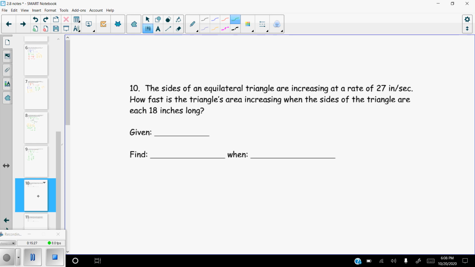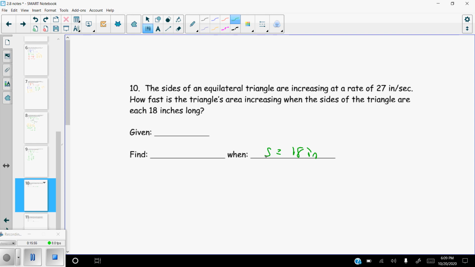Okay, this one's going to be a little bit more involved because most of us don't remember the formulas for this. The sides of an equilateral triangle are increasing at a rate of 27 inches per second. How fast is the triangle's area increasing when the sides of the triangle are 18 inches long? All right, so it says when the side is 18 inches long. It's supposed to be an S, side.